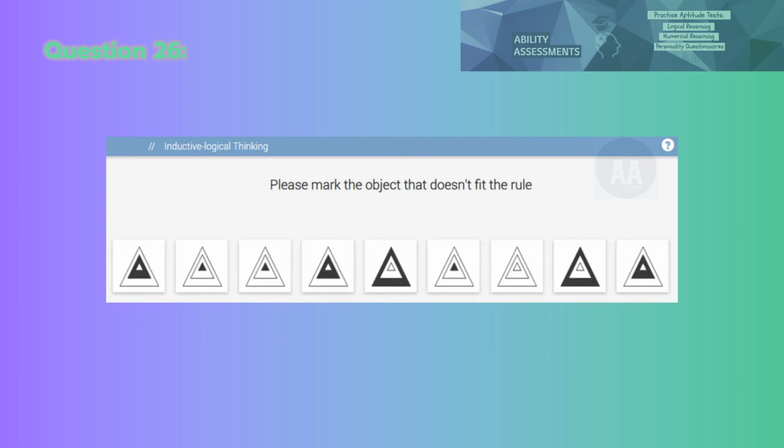For question 26, what we can see from our quick glance is that in every single object there are essentially 3 triangles. You have the larger triangle, then a middle triangle inside, and then a smaller triangle inside. So every single object has these 3 triangles. The one thing that seems to be changing within the triangles is which area is shaded or colored black.